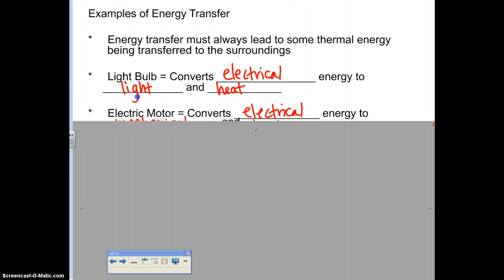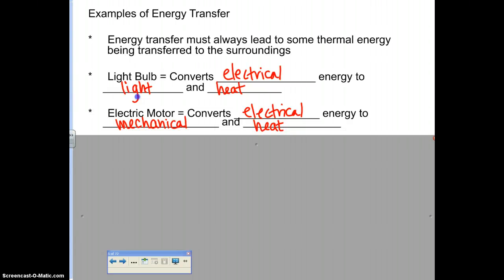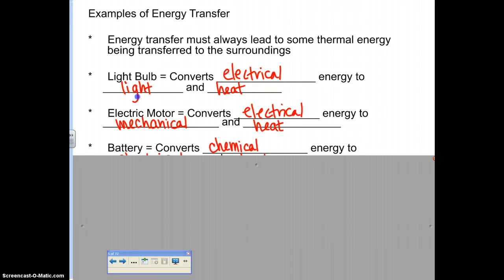Light and heat. Okay, what about an electric motor? An electric motor is going to convert electrical energy into, well, what do you get from a motor? Okay, what's going to happen? Like the batteries are put into the system and you start running that car, like a remote controlled car, for instance. That electrical energy is going to be turned into mechanical and heat.